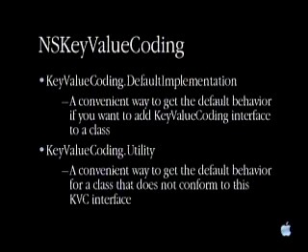In each interface, we define 2 static inner classes. There's the default implementation, which is a convenient way to get at the default behavior if you want to add key value coding to a class. And there's a utility class, which is a convenient way to get the default key value coding behavior for any class, whether or not it implements the key value coding interface.